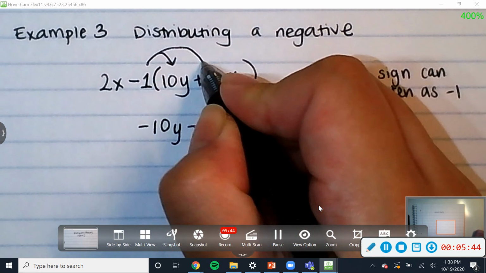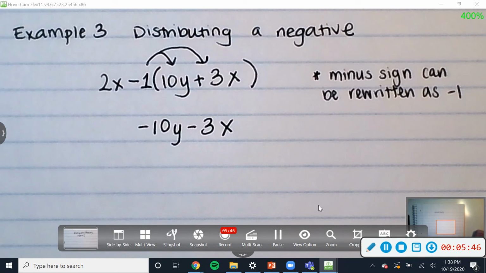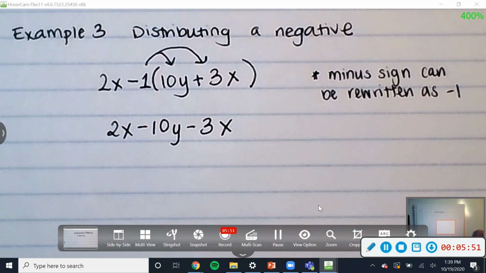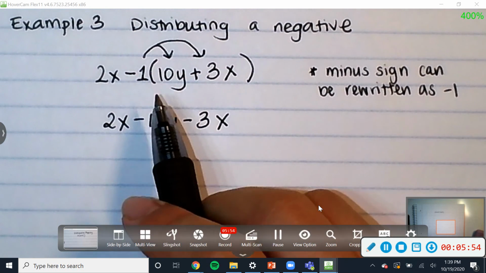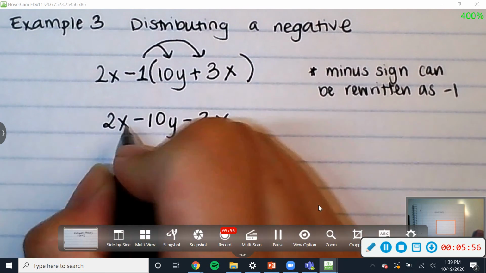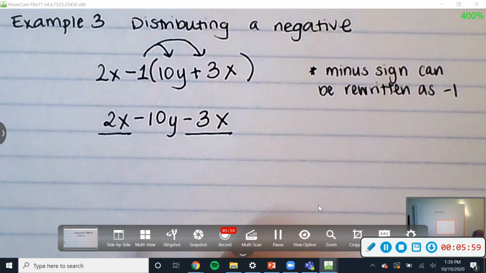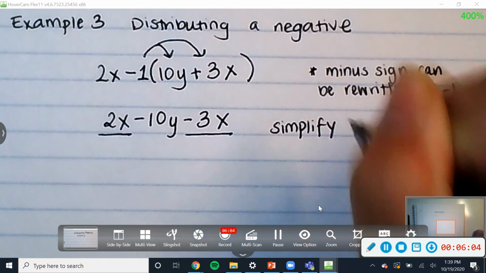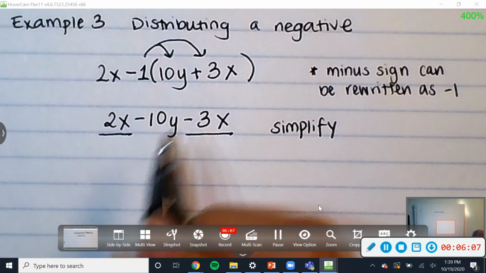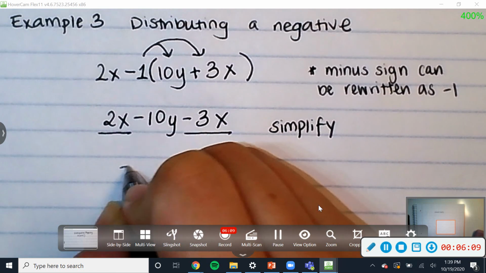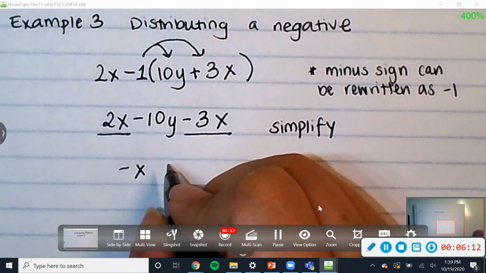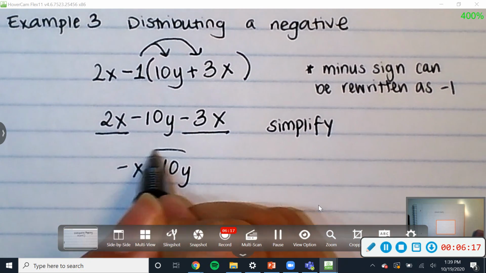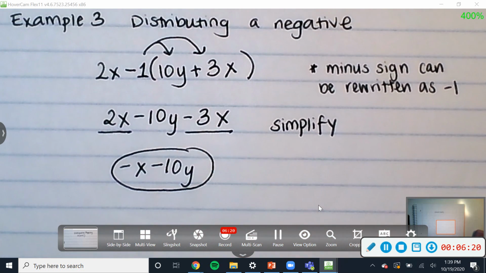Now that I have distributed my negative sign, I can keep this 2x here, just bring it down in the equation, and I can combine like terms. So I see that I have a like term, I have 2x, and I have minus 3x. So I can simplify, combine my like terms. So 2 minus 3x, so that would be negative 1, so negative x. And then this negative 10y would stay by itself. There's nobody else to combine it with. So my most simplified answer would be negative x minus 10y.